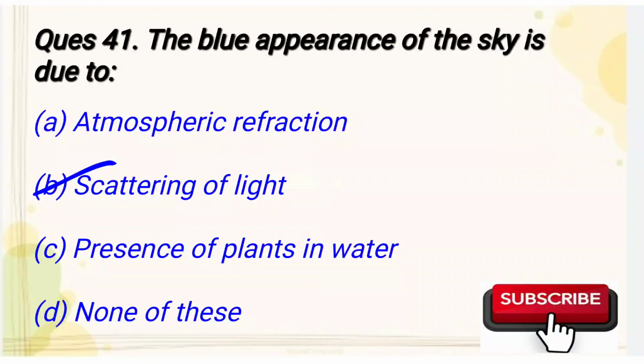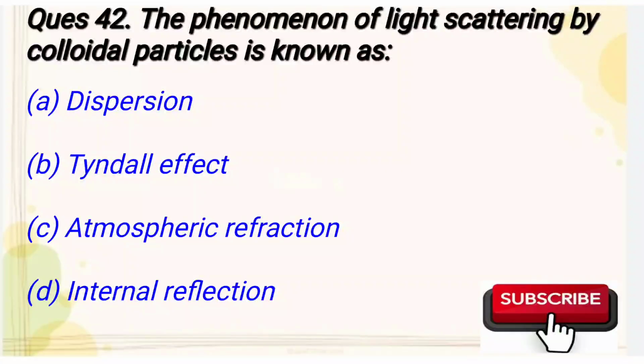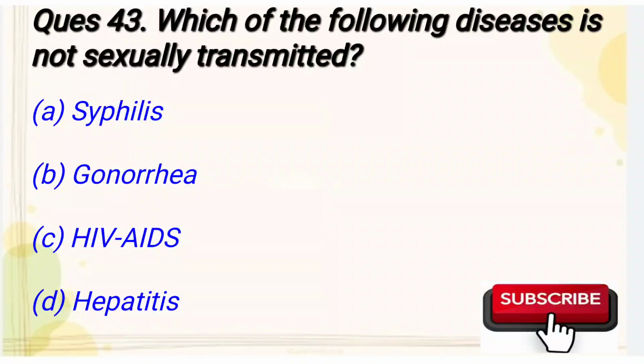The blue appearance of the sky is due to? Option B, scattering of light. The phenomenon of light scattering by colloidal particles is known as? Option B, Tyndall effect is the correct option. Which of the following diseases is not sexually transmitted? D, hepatitis.